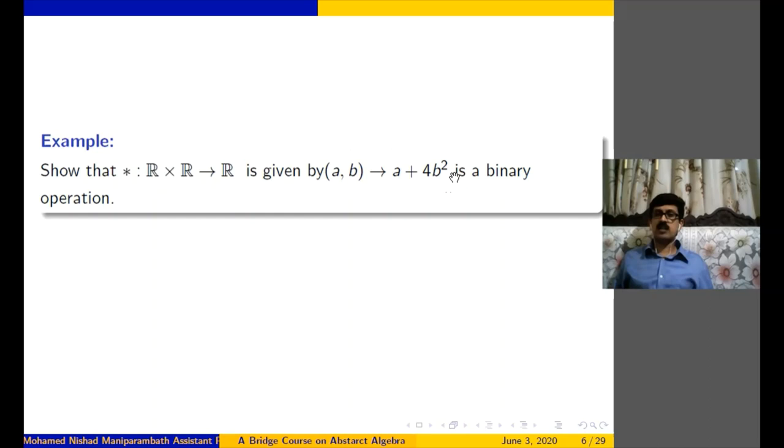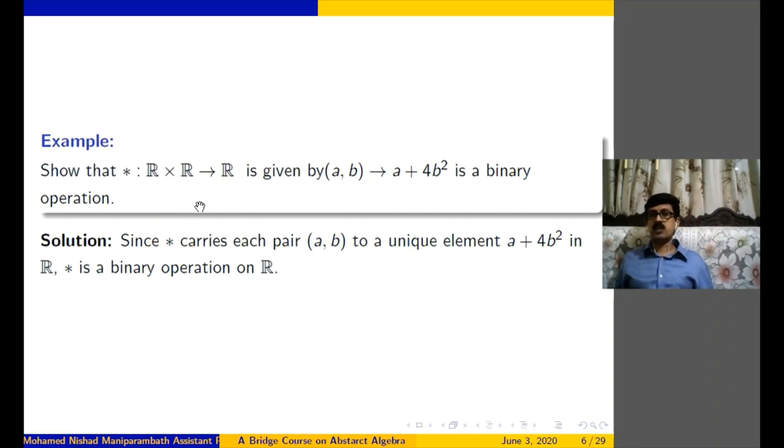So think about b square. Since b is a real number, the square of a real number is again a real number. That is why b square is a real number. Multiplying a real number by 4 also gives a real number, so 4b square is also a real number. Since a is a real number and 4b square is a real number, the sum of two real numbers is a real number. That is why a plus 4b square is a real number. So, by definition, a star b equal to a plus 4b square is also a real number. That is why this is a binary operation. Since star carries each pair to a unique element a plus 4b square in R, and a plus 4b square is a real number, there is a binary operation.